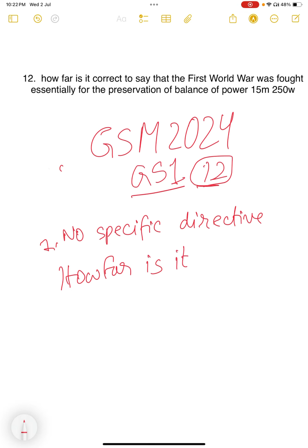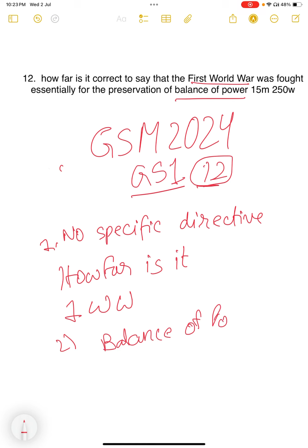We need to give our own observation on how far it is correct to say that the First World War was fought essentially for the preservation of balance of power. Here the key words are the First World War and balance of power. These are the two key words we need to focus on. The entire question surrounds these two aspects.